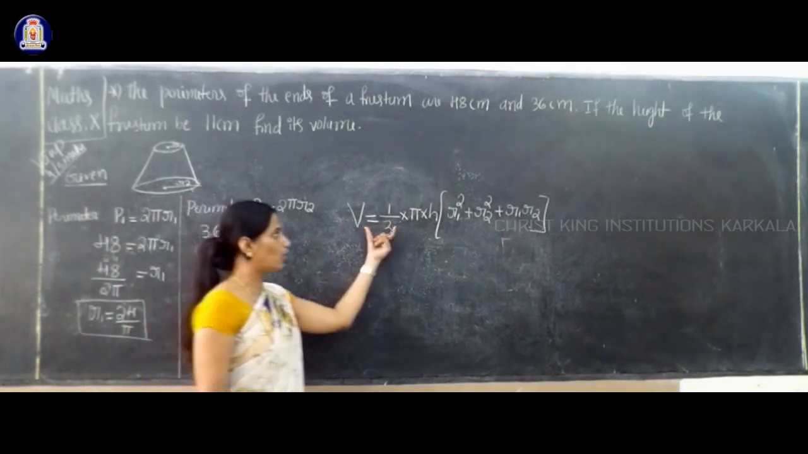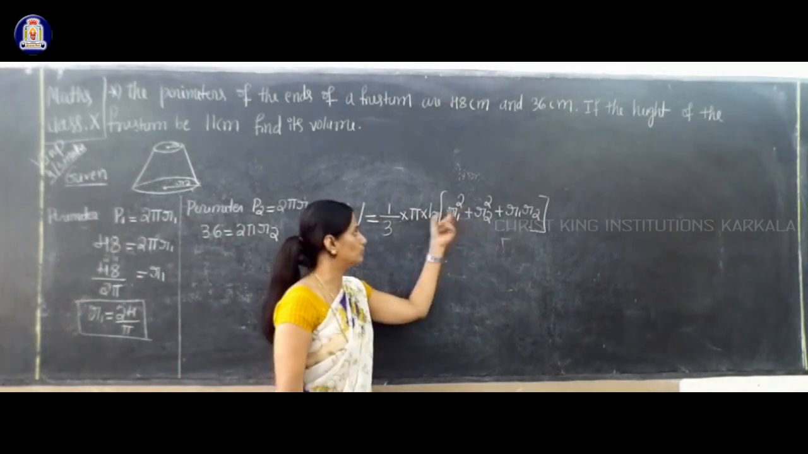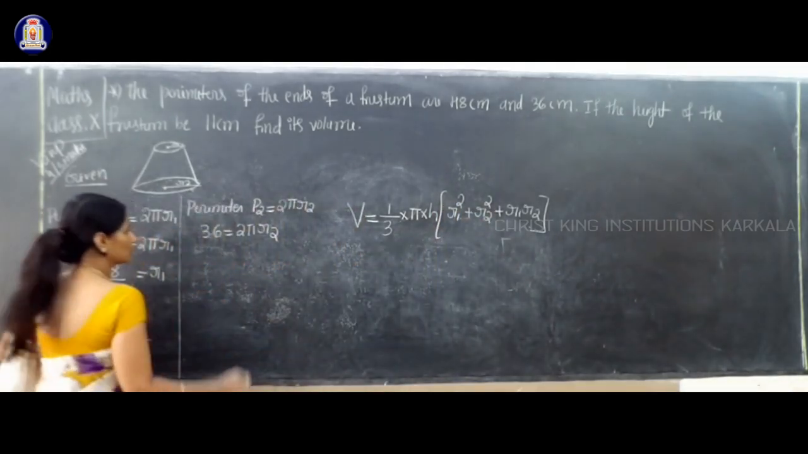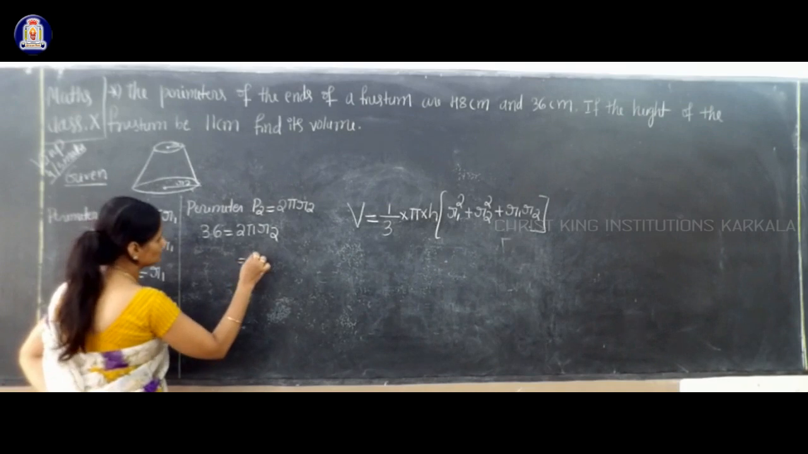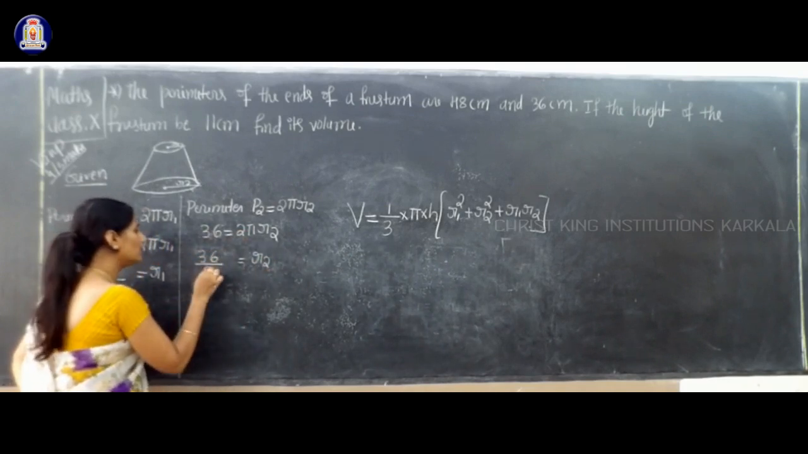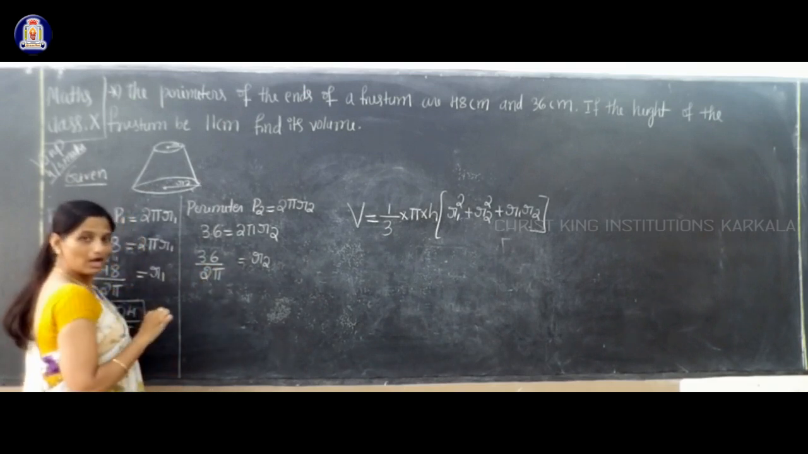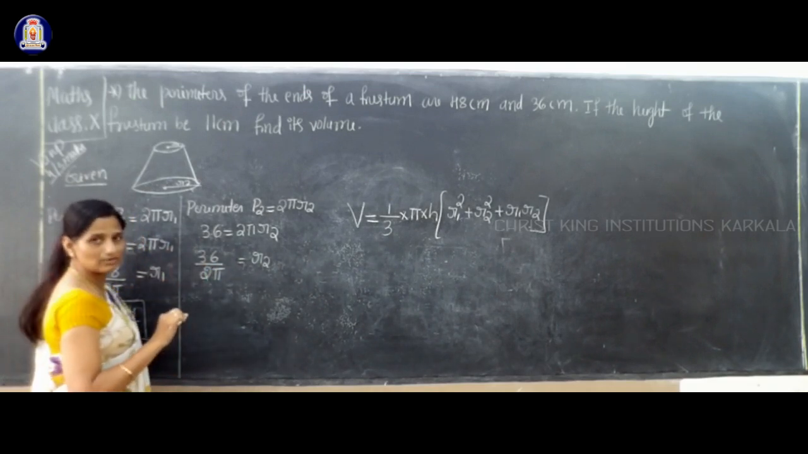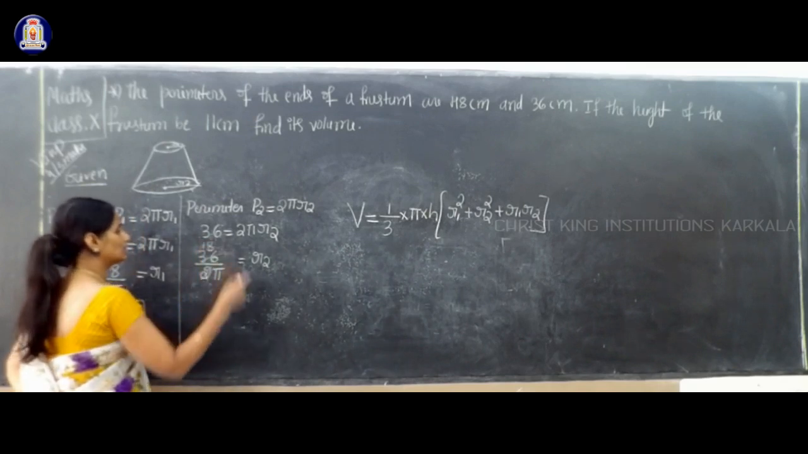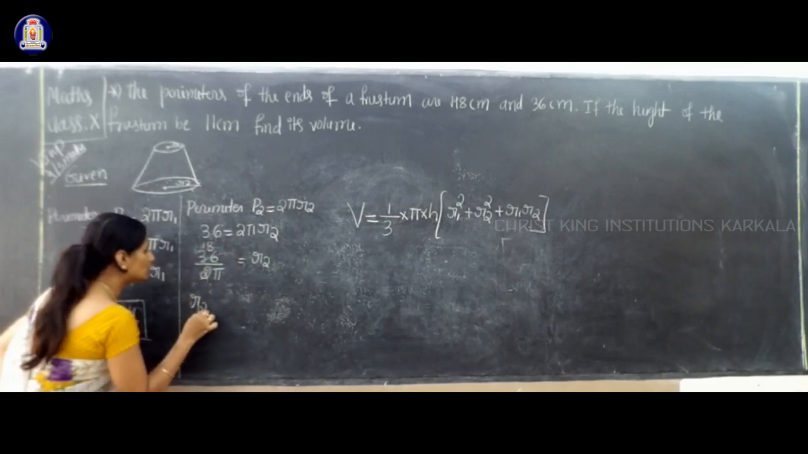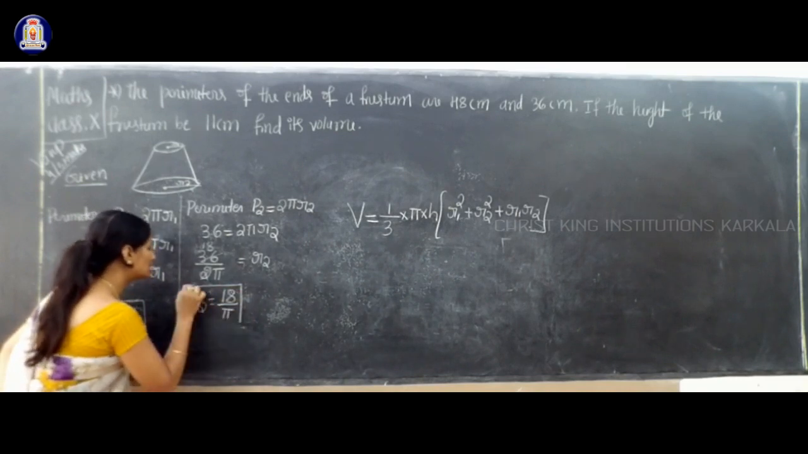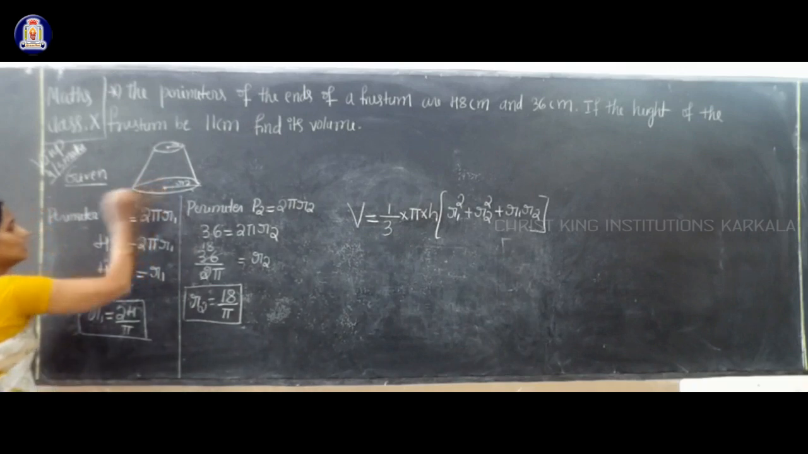So to get the volume, you should know what is your R2. Just now we got R1. Now get your R2. So how to get R2? R2 is equal to 36 divided by 2 pi. Is it right? R2 is equal to 36 divided by 2 pi. So 2 ones are 2, 2 ones are 2, 2 nines are 18. So R2 is equal to 18 divided by pi, that means the radius of the second circle.